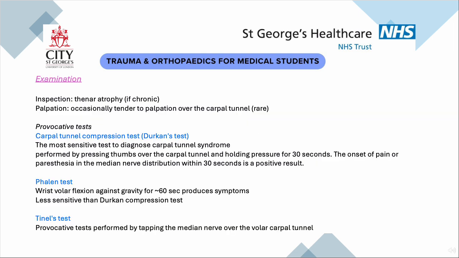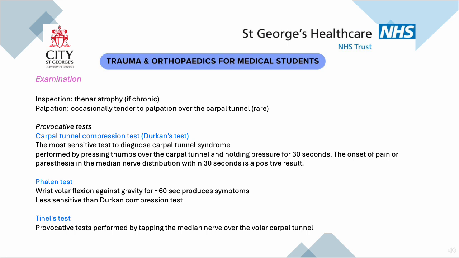Examination for carpal tunnel starts with inspection, looking really for thenar atrophy if it's chronic or severe. Palpation you usually don't find very much. There are a number of provocative tests you can do. So there's the carpal tunnel compression test, where you press the thumb over the carpal tunnel and hold it for about 30 seconds. You should get reproduction of the symptoms as you do it.